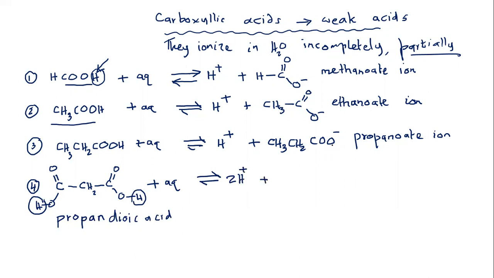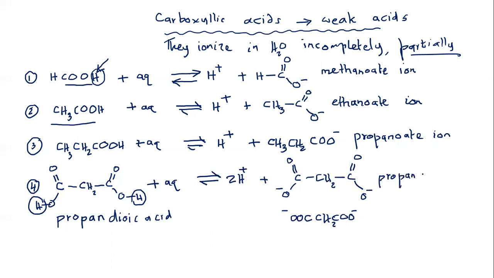And the product remaining is COO-CH2COO-. I can draw the displayed structural formula for this as COO-. In the middle, we have CH2. On the right-hand side, we have COO-. What do you think is the name for this?